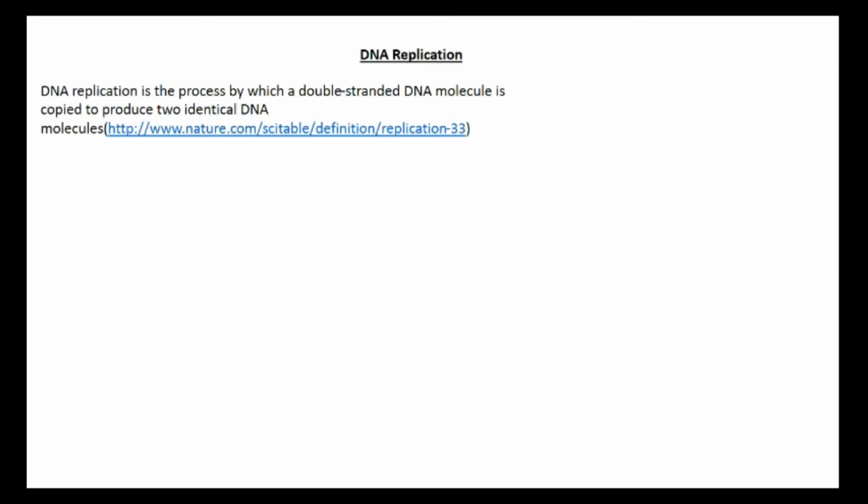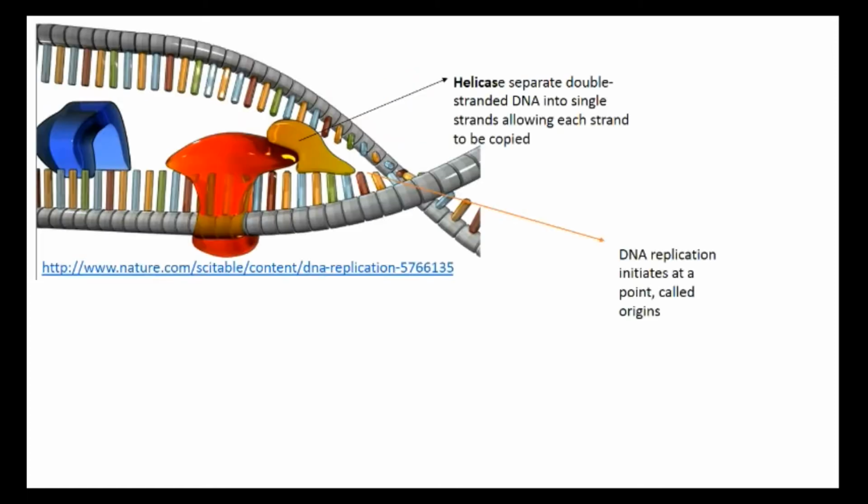DNA replication is a process by which double-stranded DNA is copied to reproduce two identical molecules. This is according to the definition of nature.com. Over here we have a diagram showing how the process begins and some of the enzymes that are responsible for replication. Helicase is the first enzyme that is responsible. It separates the strands of DNA into single strands, allowing each strand to be copied.